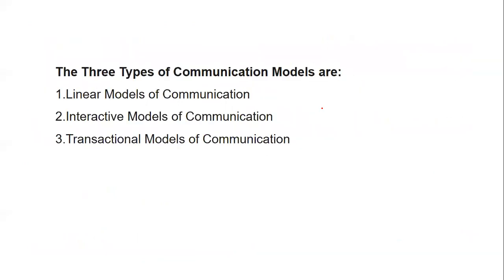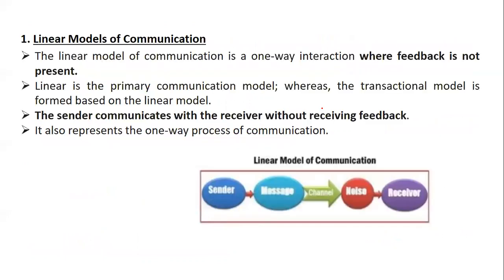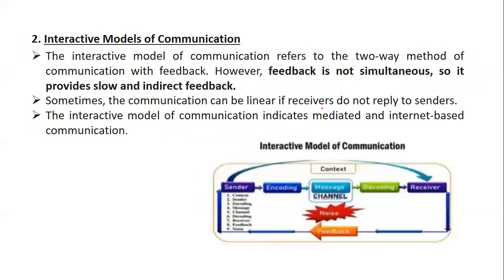Basically, the models of communication are divided into linear, interactive, and transactional. Under linear, it is one-way communication where the feedback is not present. It is a primary communication, whereas the transactional model is formed based on what? On the linear model. The sender communicates with the receiver without any feedback, and it is also called one-way communication or one-way process. So sender, message, channel, noise, and receiver. There is no feedback present over here.